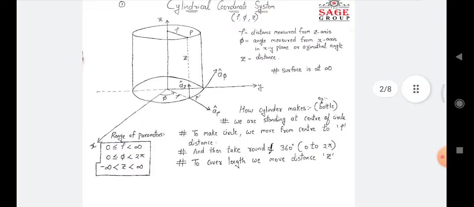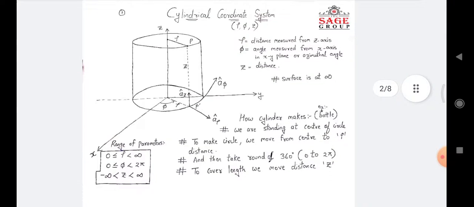First we have learned that a cylinder is made up of three parts: the uppermost circle, the lateral surface, that is the curved surface, and the third one is the bottom circle. So to make all three surfaces we need three parameters, that is rho, phi, z. And we have also seen one assumption, that we have always taken the surface to be at infinity, and according to this concept we have found the range of parameters, that is rho, phi, z.